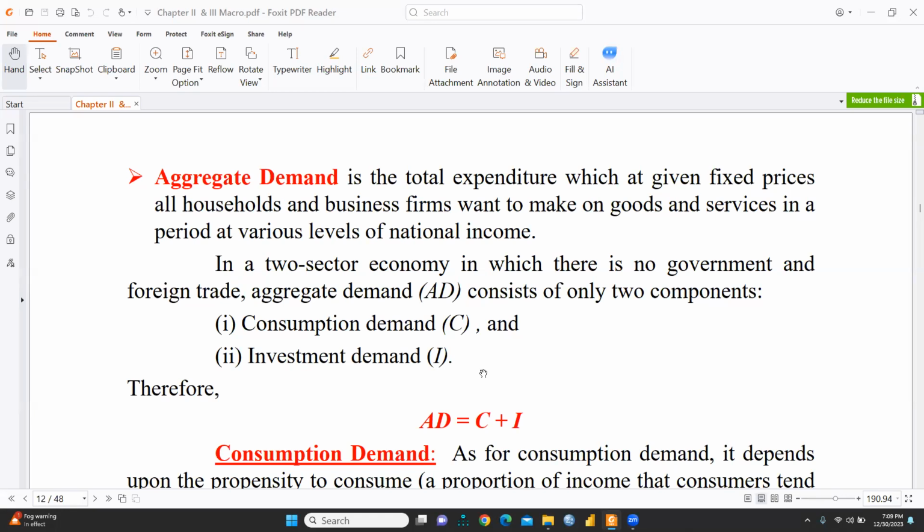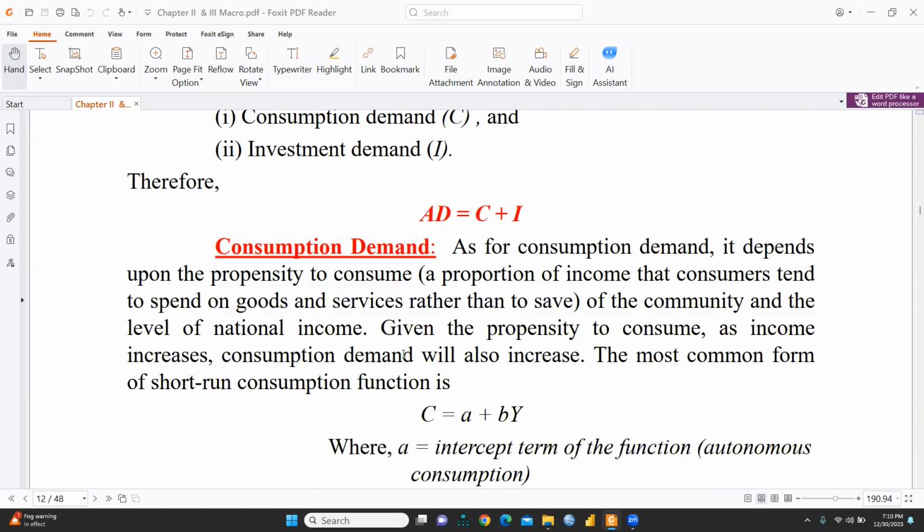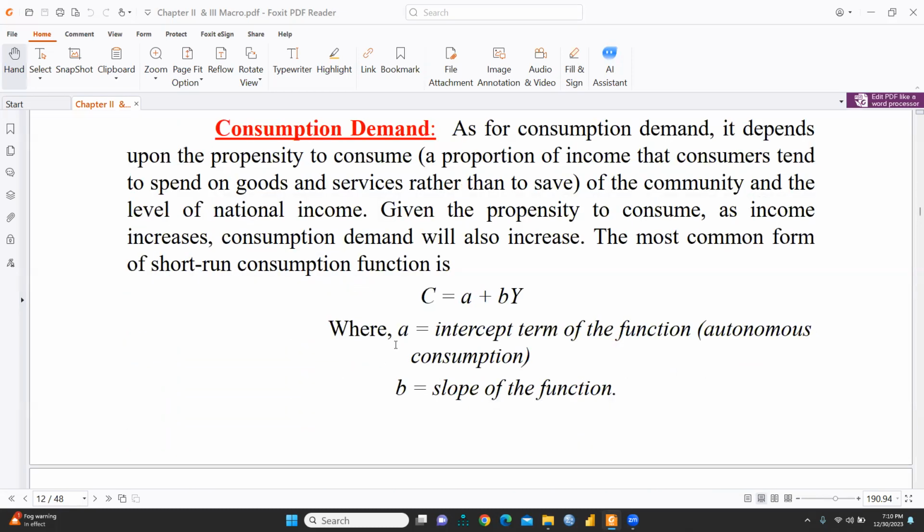Keynesian theory is based on a two-sector economy. One sector is households and the other is firms. In a two-sector economy there is no government and no foreign trade; these sectors are missing. Aggregate demand consists of only two components: consumption demand and investment demand. So aggregate demand has two components, C plus I, where C stands for consumption demand and I stands for investment demand. One by one we will go through them.